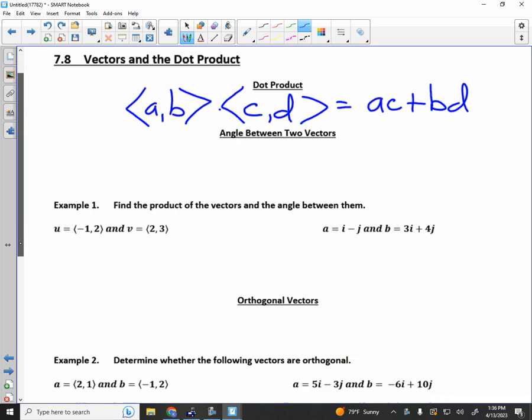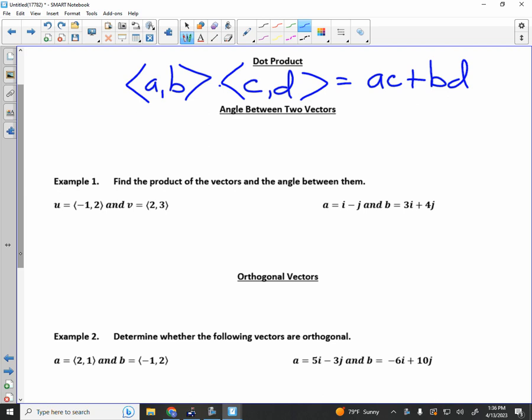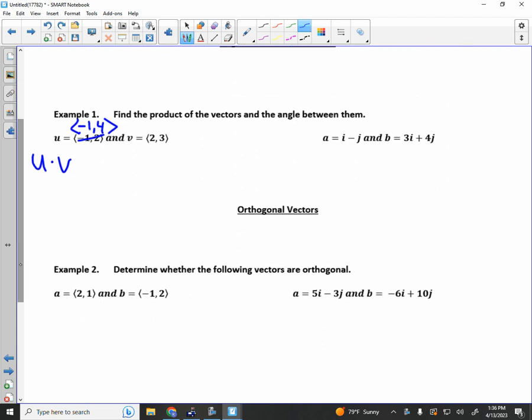So in example 1, it says find the product of the vectors and the angle between them. We're not going to focus on the angle right now. We're just going to focus on the product, U times V. I'm not going to do -1, 2. I'm going to do -1, 4, because sometimes people get confused. I used the number 2 twice, so this will help with any confusion that people have.